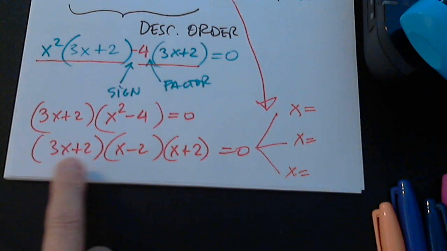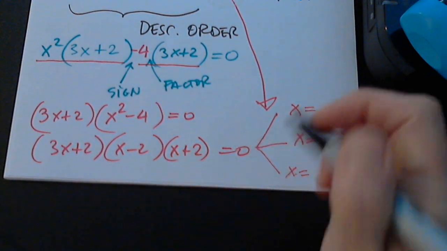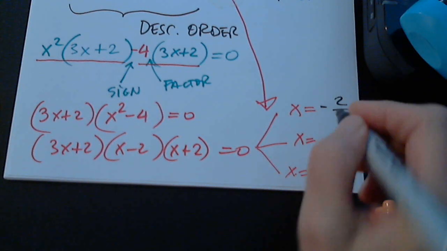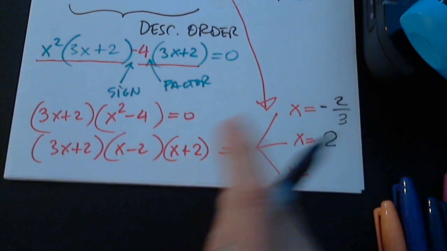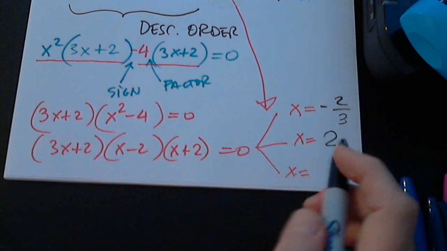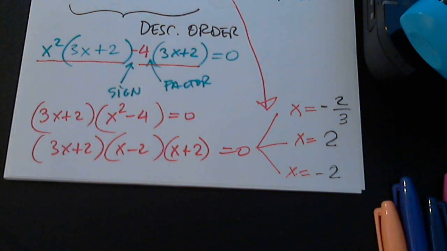x equals minus 2/3. Yes, x equals minus 2/3. Very good, awesome, brilliant. x equals 2. x equals minus 1, minus 2. Very good, awesome. Let's take a moment and see if you have questions.